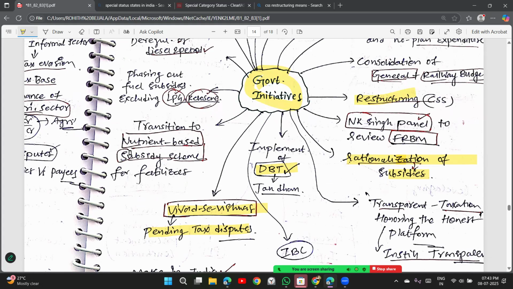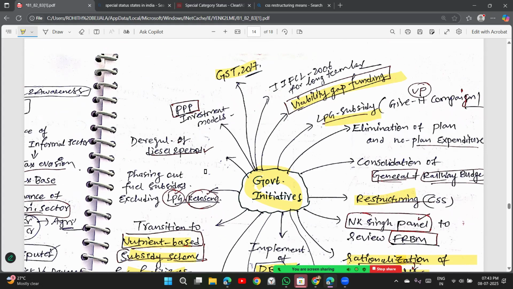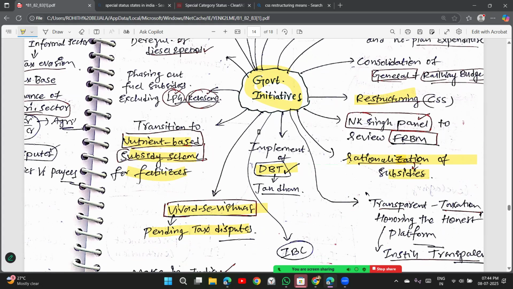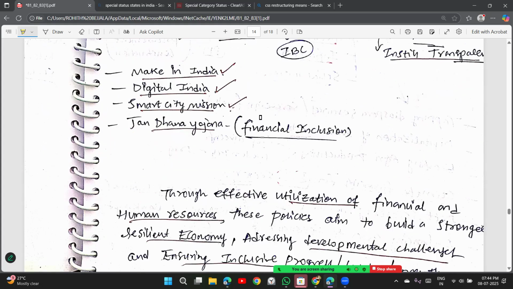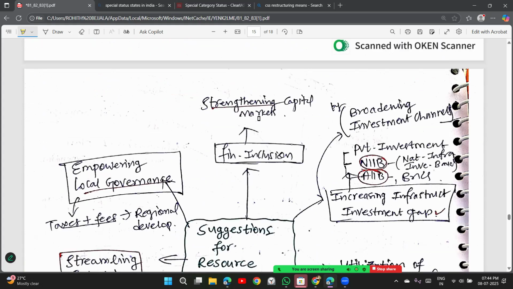And also the nutrient-based subsidy scheme for fertilizers has been increased for environmental sustainability also. And phasing out fuel subsidies: fuel subsidies are also being rationalized day by day. And also PPP investment models, public-private partnership, are increasing, so that the pressure on the government will decrease and the efficiency will increase, because private companies will also participate in those actions.